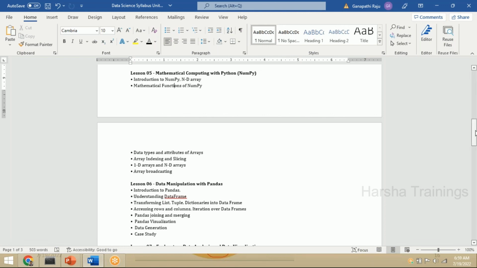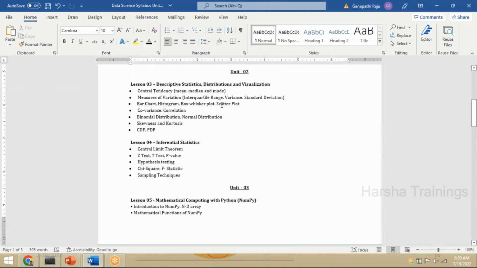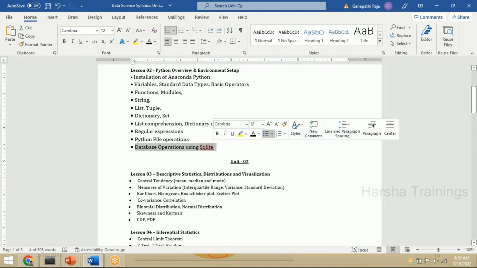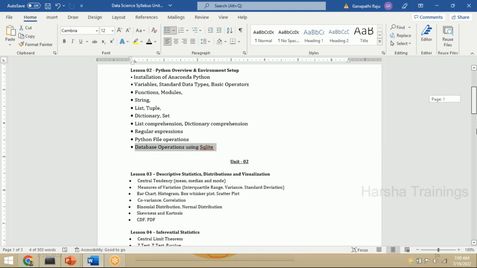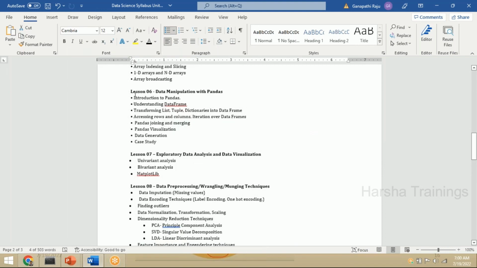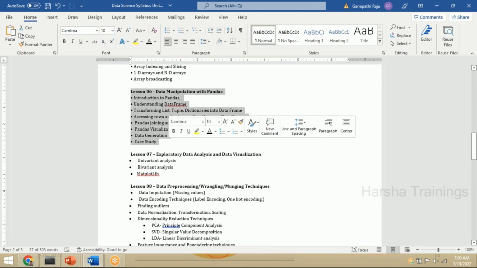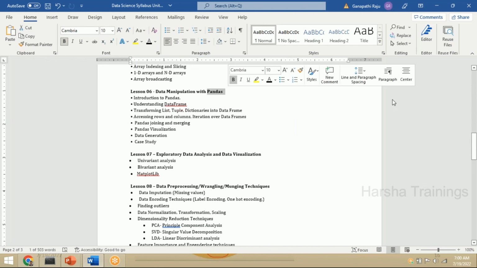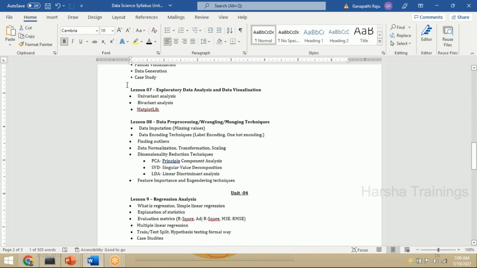Then you should do some SQL operations also. I will teach here. Please look at here. Database operations, how the database operations will be done in SQL database. Then all these are various data manipulation and data analysis. There is a library called Pandas, a beautiful library for analyzing the data. And chapters 7 and 8, I will go for data pre-processing techniques.